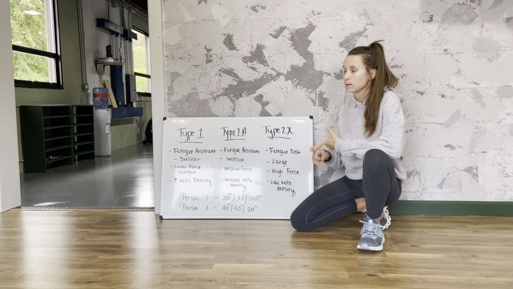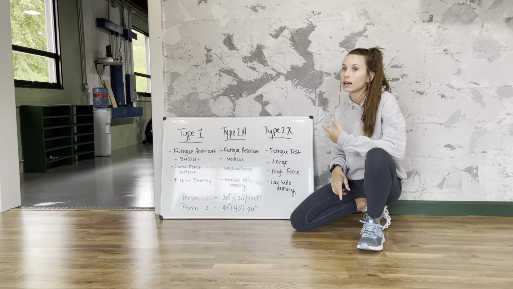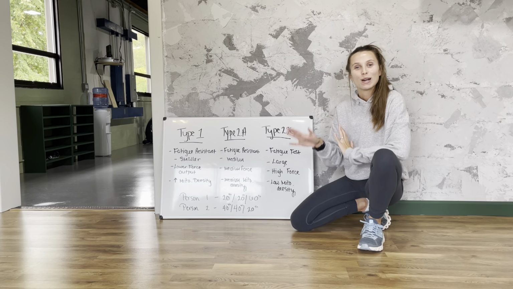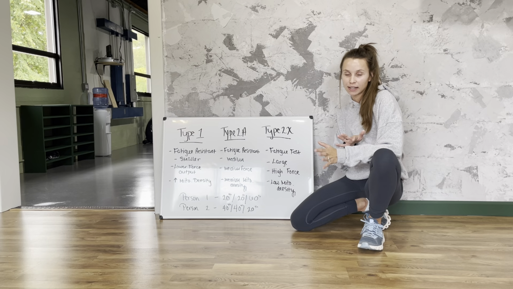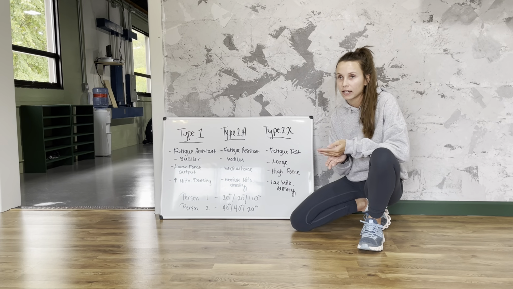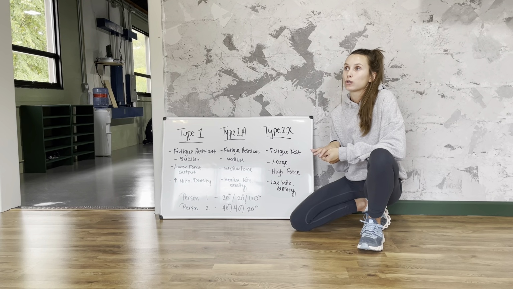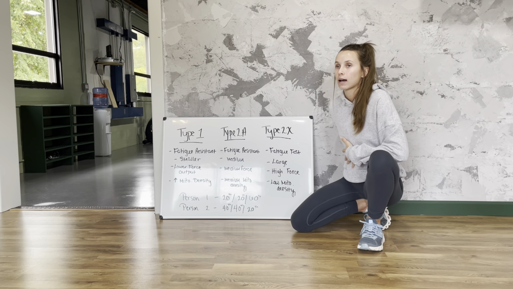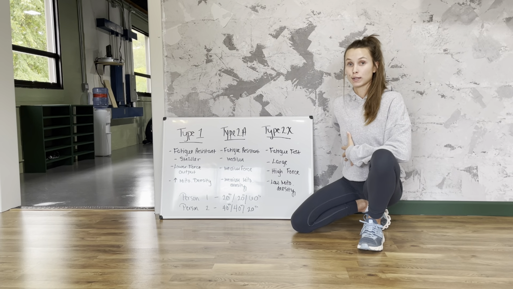We all have type 1, type 2A, and type 2X. The distribution of them, though, differs from person to person and from muscle to muscle. So what we all have in common, probably, is in regard to our postural muscles. So some of your back muscles that keep you upright and your spine in place.